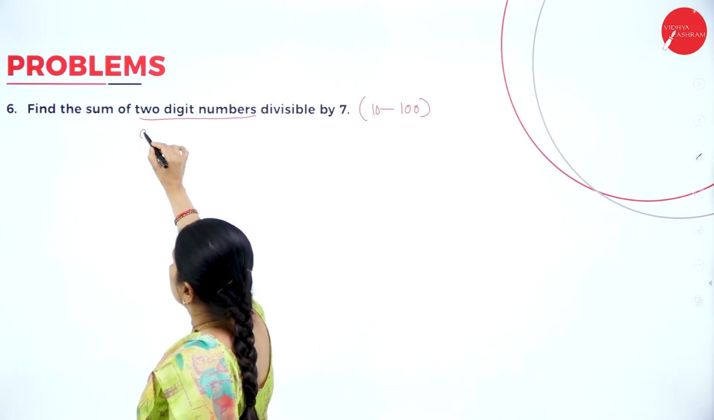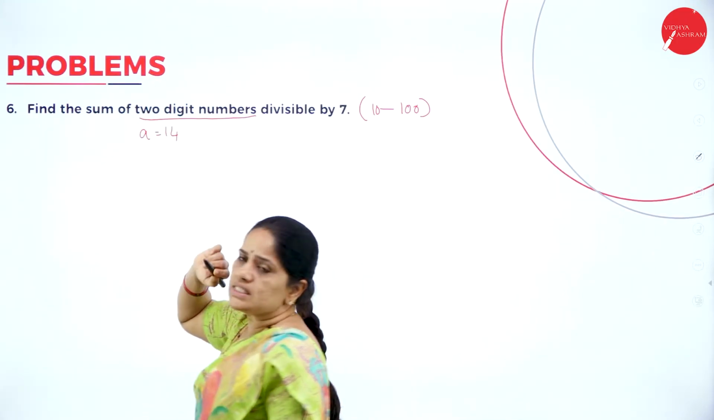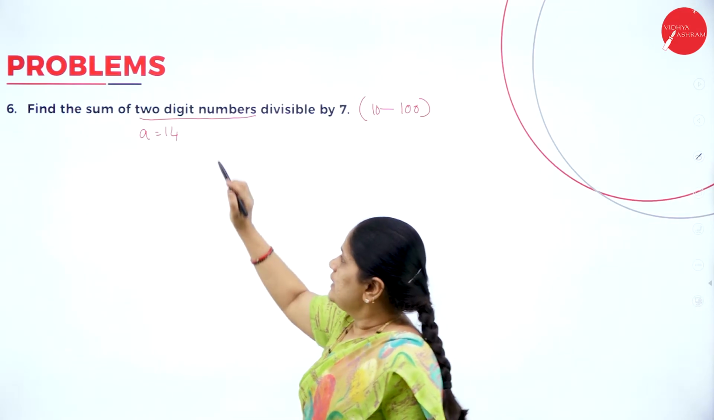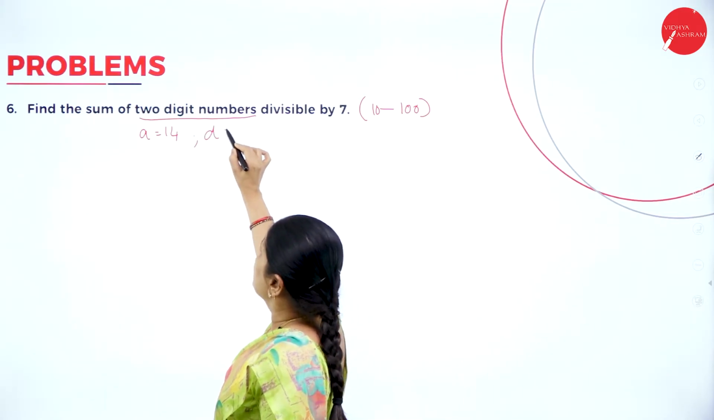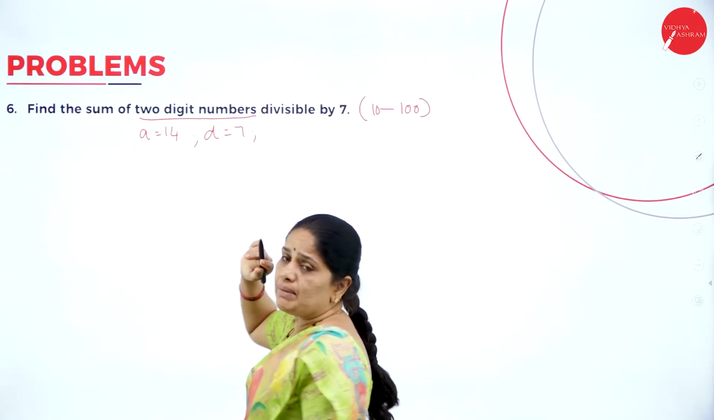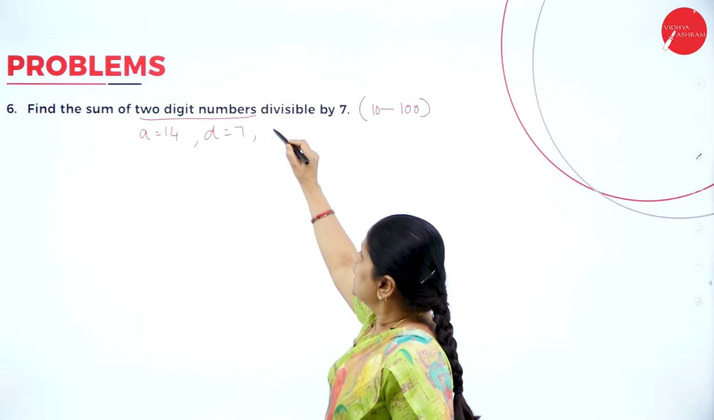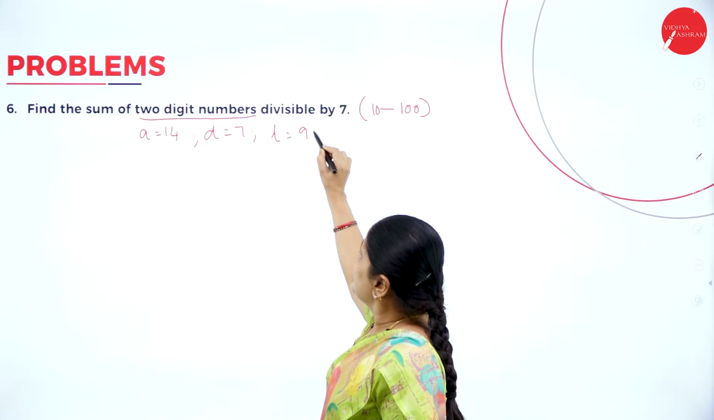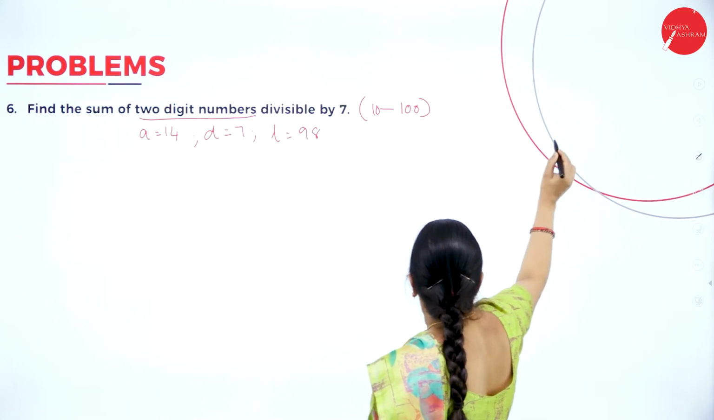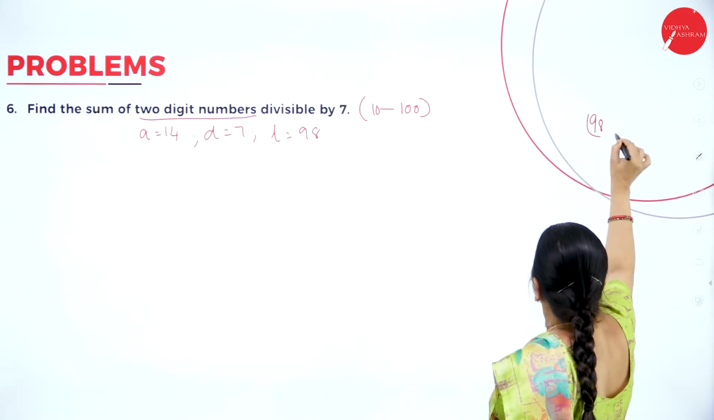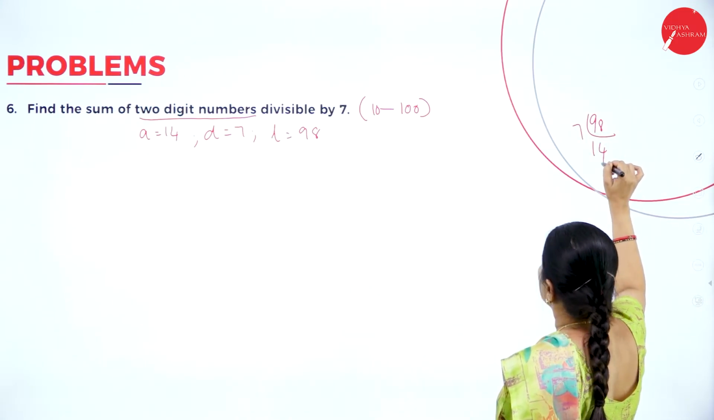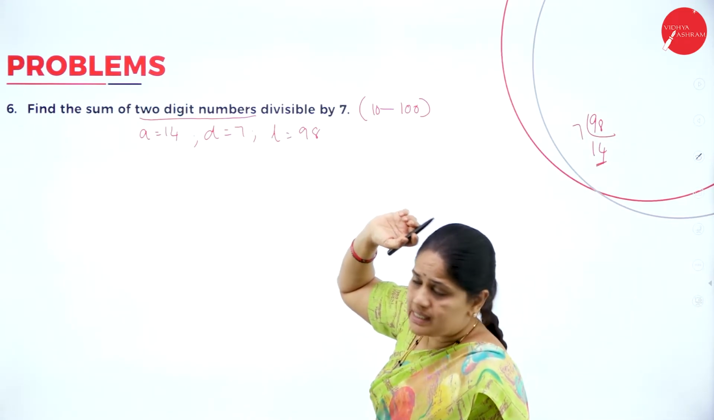So we know that the first term is 14, which is divisible by 7. Then we also know that d equals 7 because it is a multiple of 7. Then the last term will be 98. If you divide 98 by 7, 7 fours are 28, so 98 is divisible by 7.